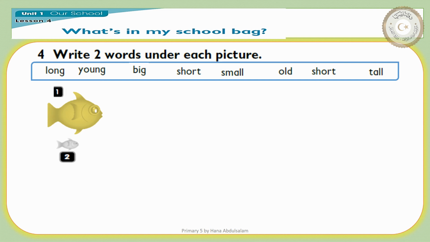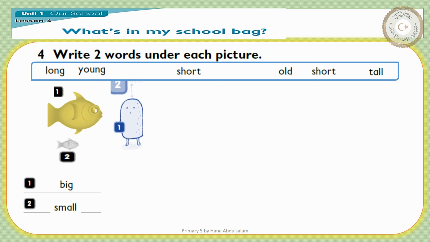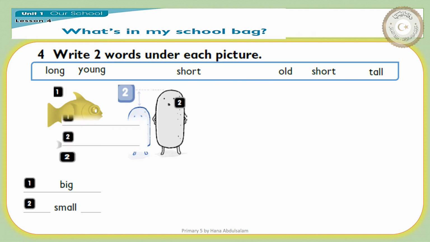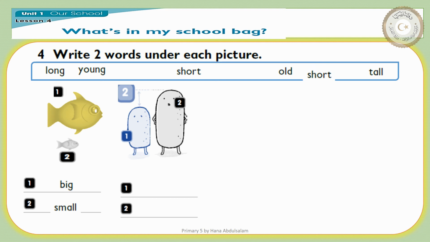So what can we write here? What can we say about the fish? The first fish is big. And number 2 is small. Excellent. Now, number 2. What's this? Number 1 is, it's like Kareem and Tariq, short. What about number 2? Tall. Short and tall.